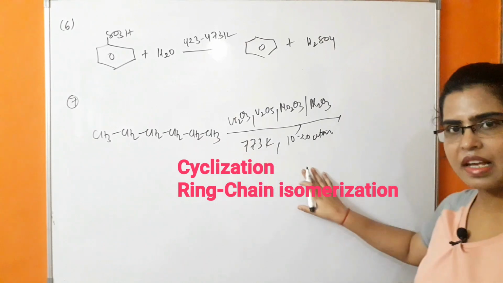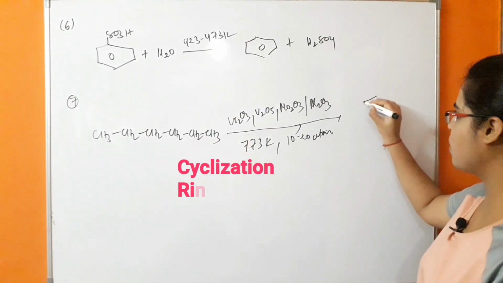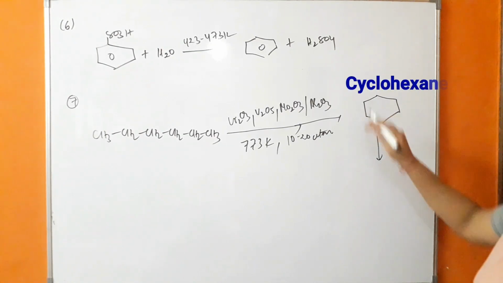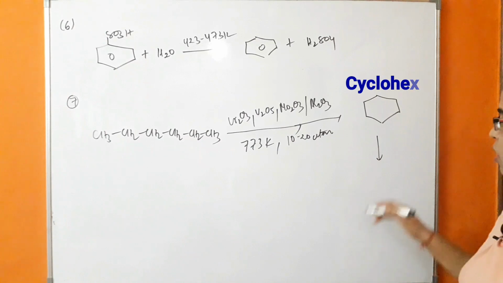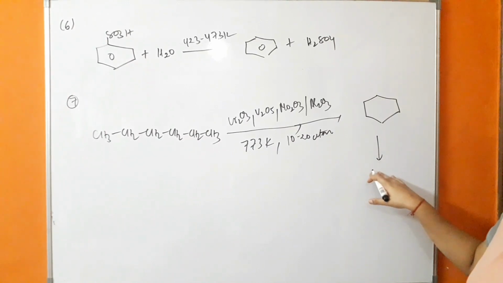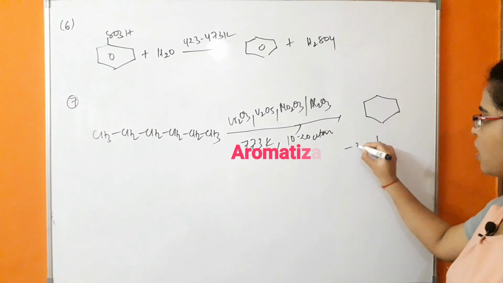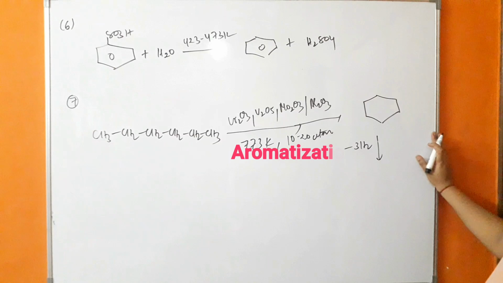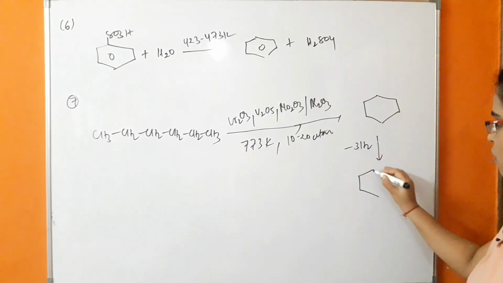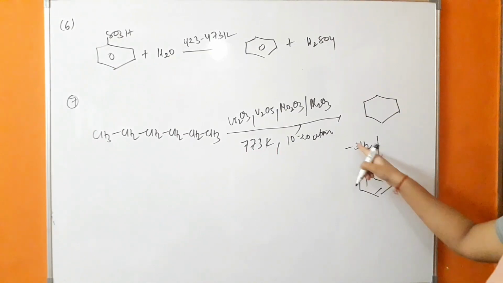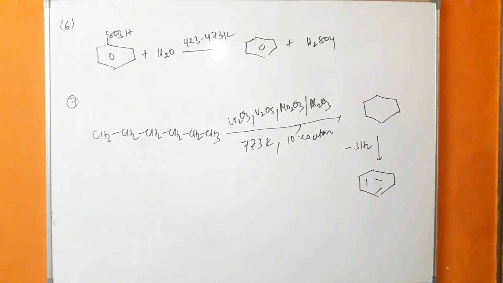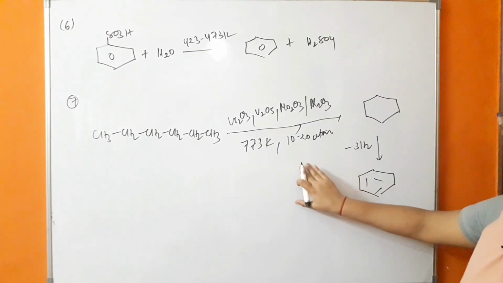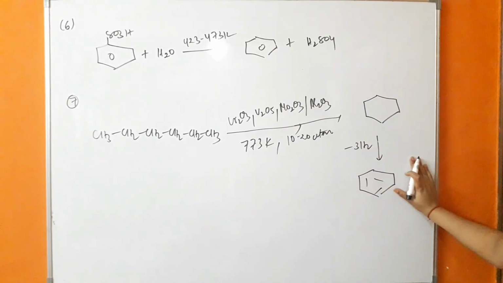First of all, there will be cyclization. It means there will be formation of cyclohexane. Further, from this cyclohexane there will be removal of hydrogen. So what is happening? There will be removal of 3 moles of hydrogen molecule. This step is aromatization. So there will be formation of benzene when 3 moles of hydrogen are removed. So in this reaction there are 2 processes which are simultaneously occurring. First is cyclization and second is aromatization.